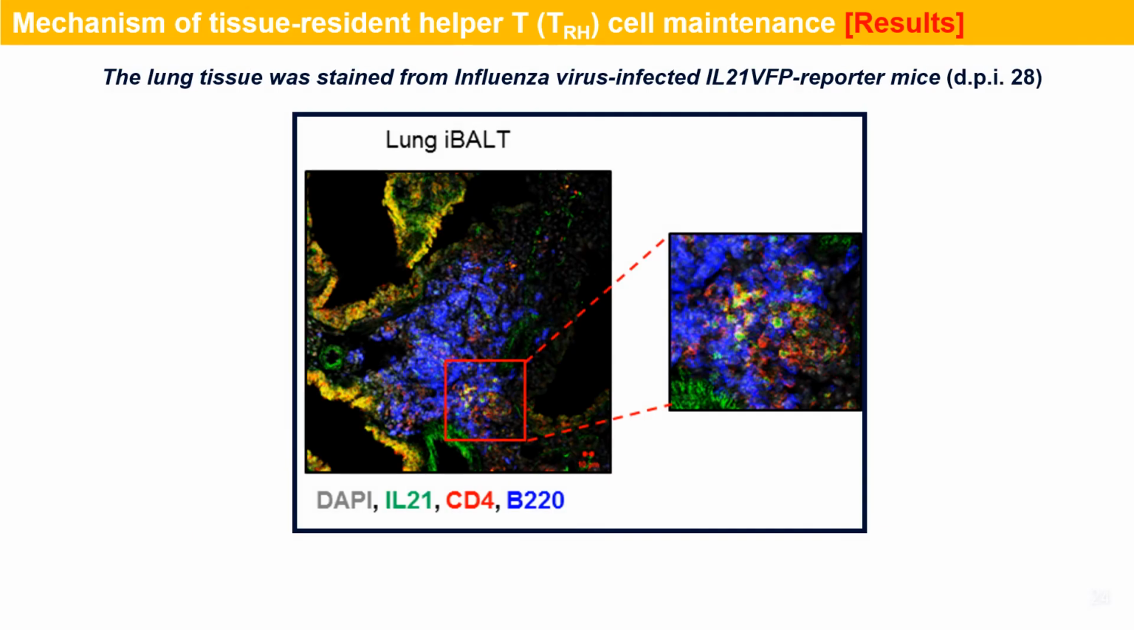Based on my data, I checked the location of IL-21 high-expressing TRH cells by confocal imaging. As you see here, as I expected, they are placed with the B cell follicles. The green indicates the IL-21 expressing cells, and red means the CD4 T cells. Those IL-21 expressing CD4 T cells are inside of the B cell structure.